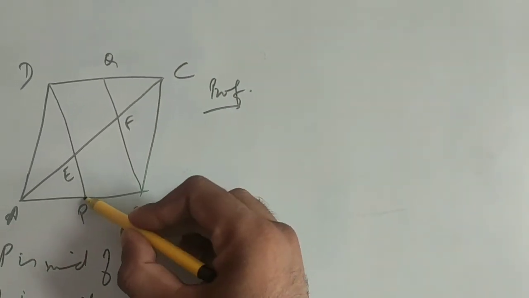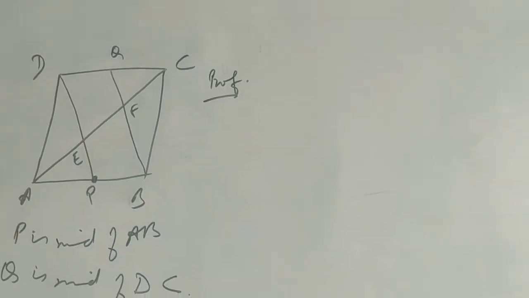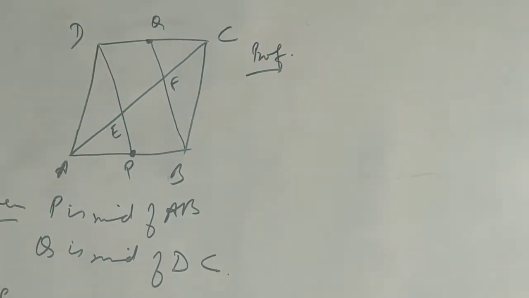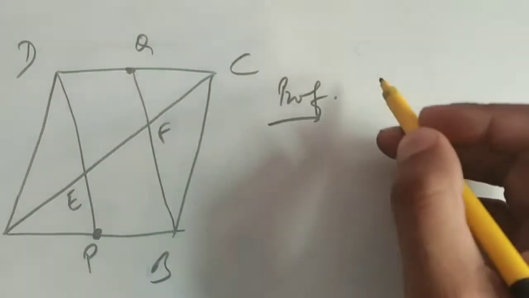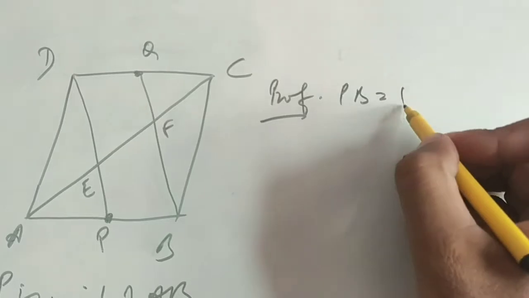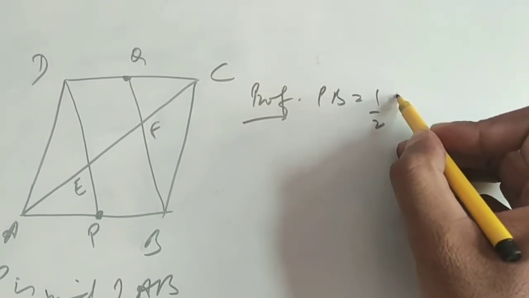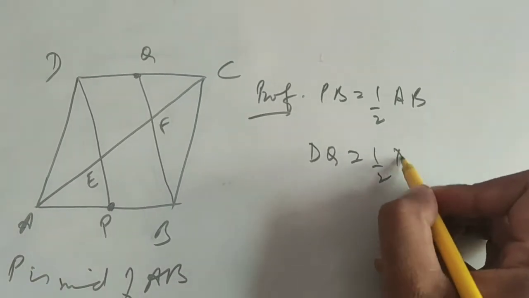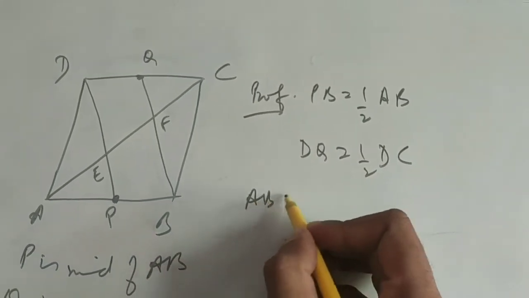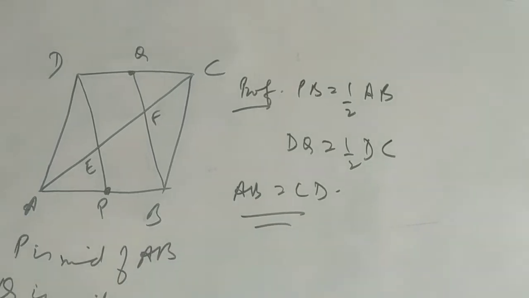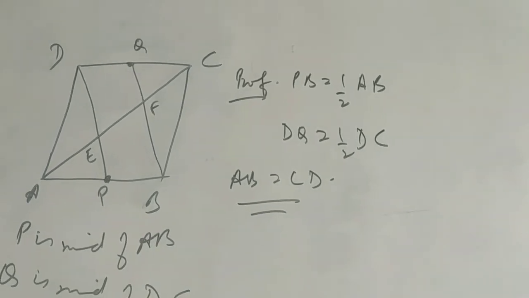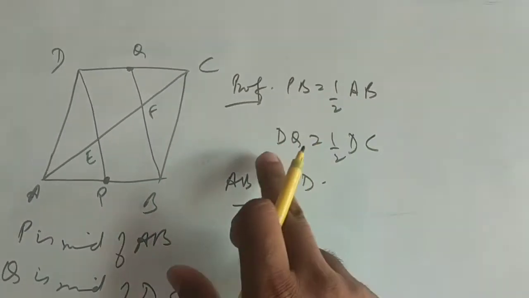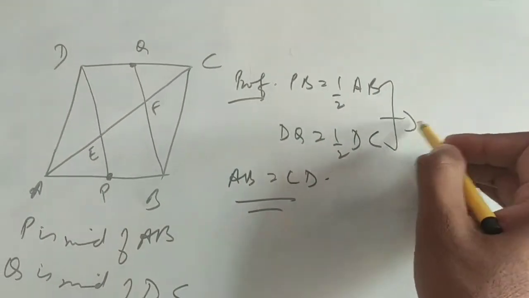See, this is the midpoint P. P is the midpoint of AB and Q is the midpoint of DC. It is given. So in this, PB is half of AB, and also DQ is half of DC, and we also know that AB must be equal to CD because these are the opposite sides of the parallelogram. So opposite sides of the parallelogram are equal. So PB is half of AB, DQ is half of DC. These two are also equal.